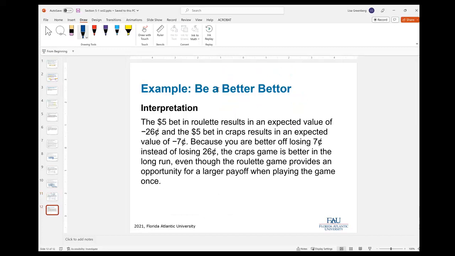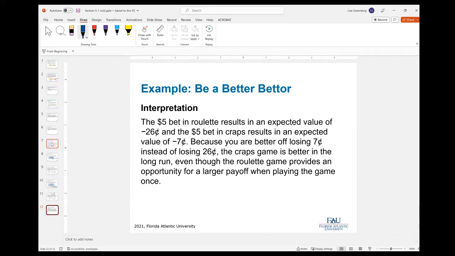Okay. And the last slide here is the interpretation, which hopefully says exactly what we just said. So the $5 bet in roulette results in an expected value of negative 26 cents, and the $5 bet in craps results in an expected value of negative 7 cents. Because you are better off losing 7 cents than losing 26 cents, the craps game is better in the long run, even though the roulette game provides an opportunity for a larger payoff when playing the game once.